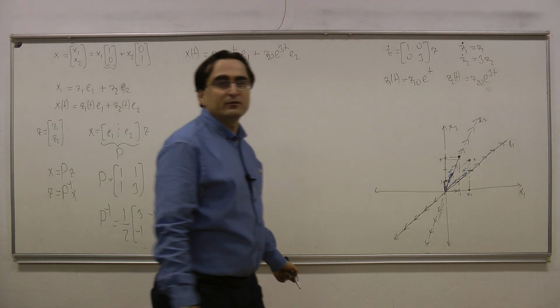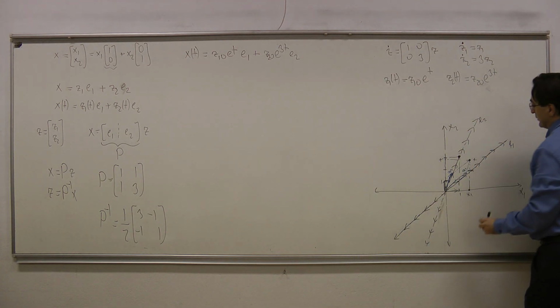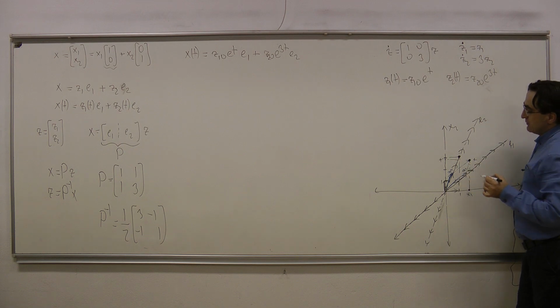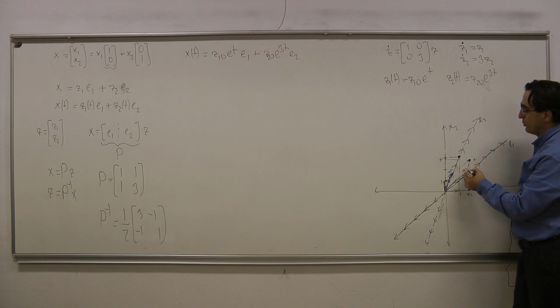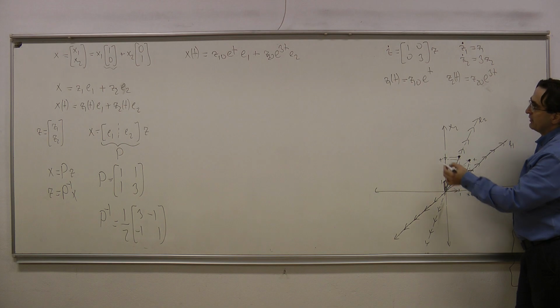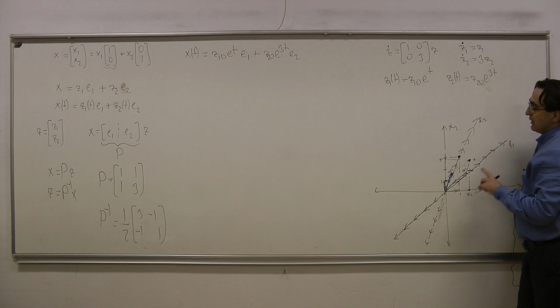What does this tell us? Suppose that I have my initial condition here. The first thing I do in order to obtain the solution is to decompose it into these eigenvectors. As soon as I decompose the initial condition into these eigenvectors, the lengths of those vectors will give me z1 of 0 and z2 of 0.